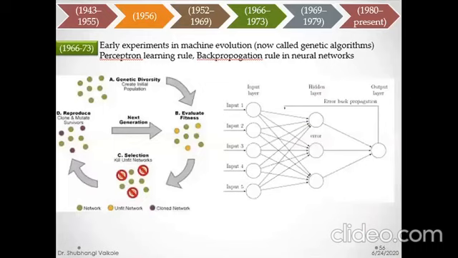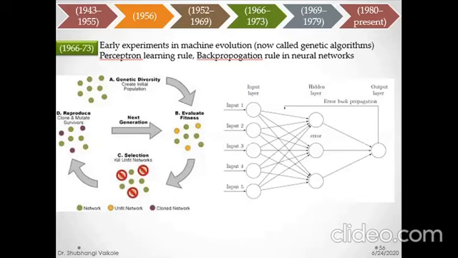And in 1966 to 1973, a dose of reality was observed. There were early experiments in machine evolution, now called genetic algorithms, the perceptron rule, and the backpropagation rule in neural networks. Within 10 years, a computer would be a chess champion, predicted Simon in this era. These predictions came true within 40 years rather than 10 years.